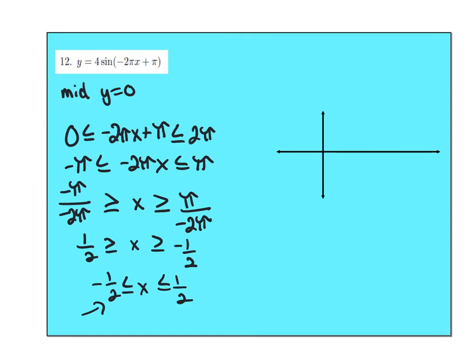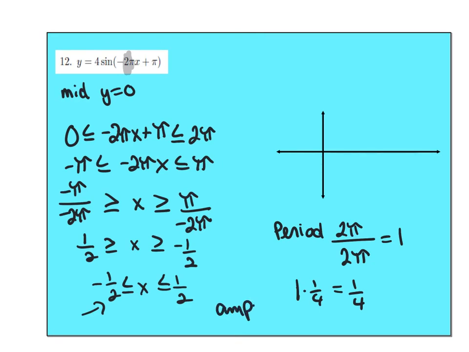Okay, so my period is 2 pi. And we're going to divide that by 2 pi because our b, as you can see here, is 2 pi. So my period looks like it's going to be 1. To find the increments, we're going to take 1 and multiply it by 1/4. So it looks like I'm changing by 1/4. Okay, and then I see that my amplitude equals 4. So it's going to go 4 above and 4 below the midline, which was at 0. And it's sine, so I think I am good to go.